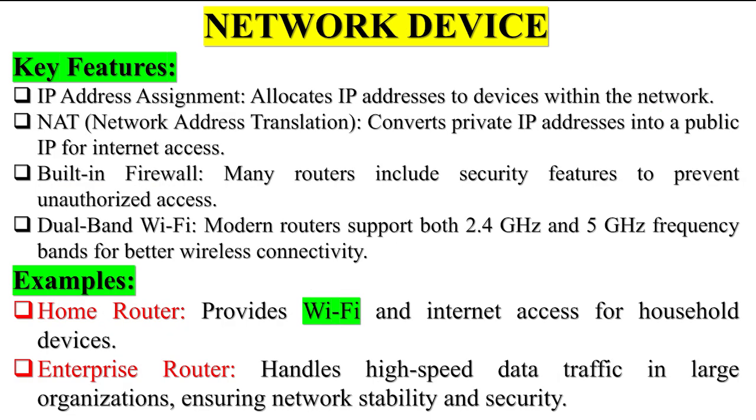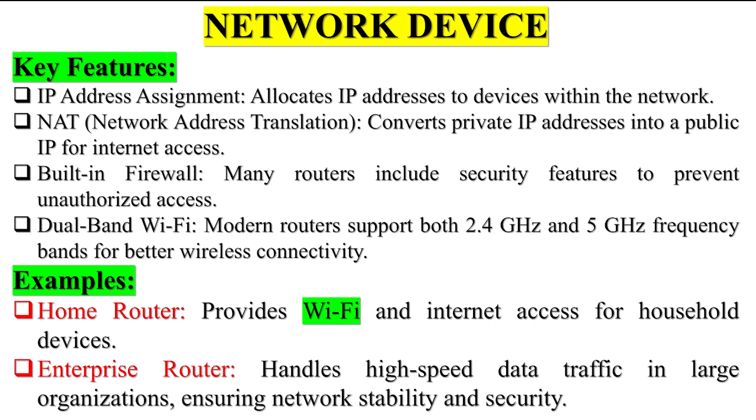Key features. IP address assignment allocates IP addresses to devices within the network. NAT, network address translation, converts private IP addresses into a public IP for internet access. Built-in firewall: many routers include security features to prevent unauthorized access. Dual-band Wi-Fi: modern routers support both 2.4 GHz and 5 GHz frequency bands for better wireless connectivity.